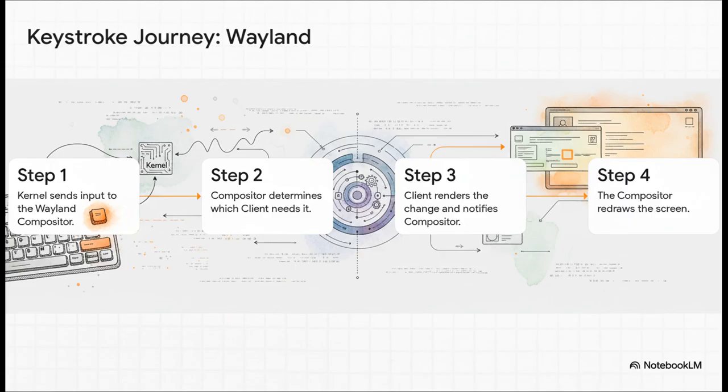Now this, right here, shows you everything. Remember that long, winding road our keystroke took in X11? Okay, now watch this. In Wayland, the kernel sends input straight to the compositor. The compositor sends it to the right app. The app draws itself and just tells the compositor, hey, this little piece of the screen has changed. The compositor then updates the screen. That's it. It is so much more direct. Fewer steps, less overhead.